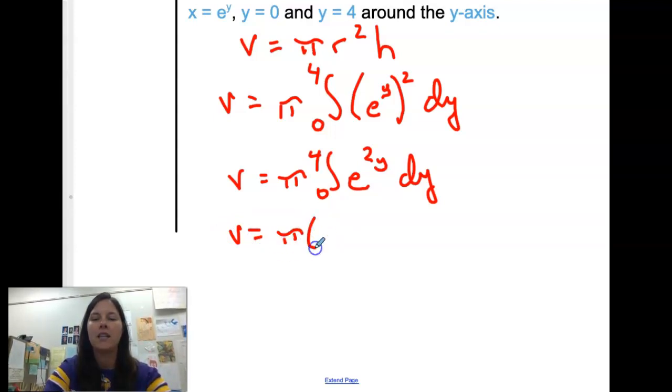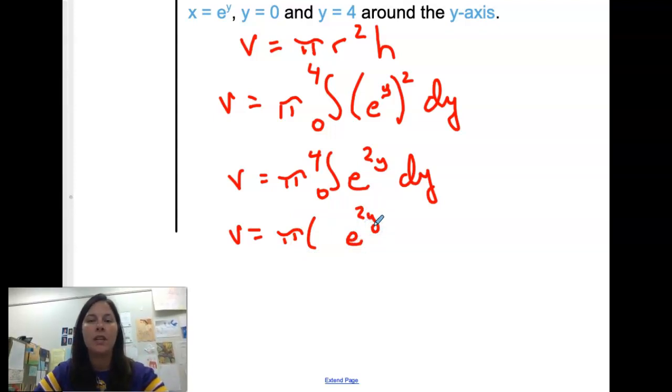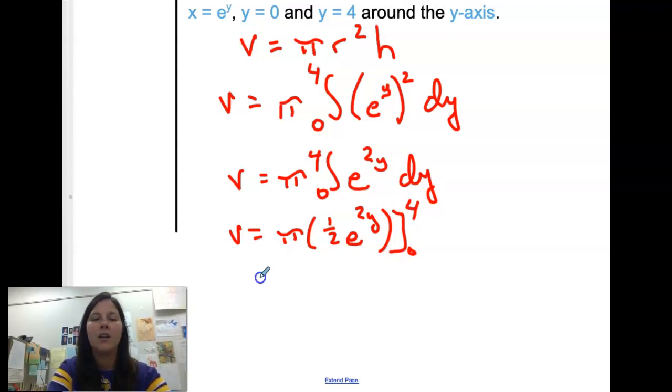So we have pi times, the integral of e is e itself. If we were taking the derivative of e to the 2y, we would multiply by 2. So when we integrate, we will divide by 2. And our bounds are 0 to 4. I can go ahead and pull that 1/2 out with the pi to just focus in on subbing 4 and 0 in. So e to the 8th minus e to the 0.